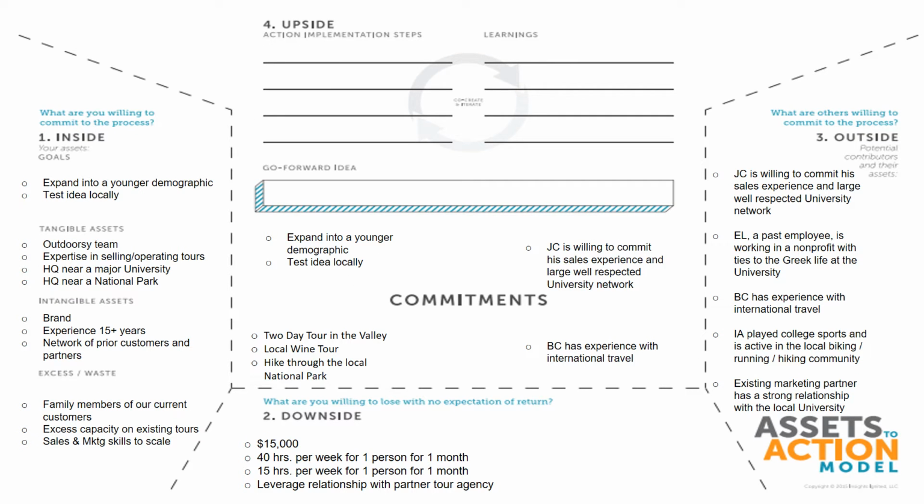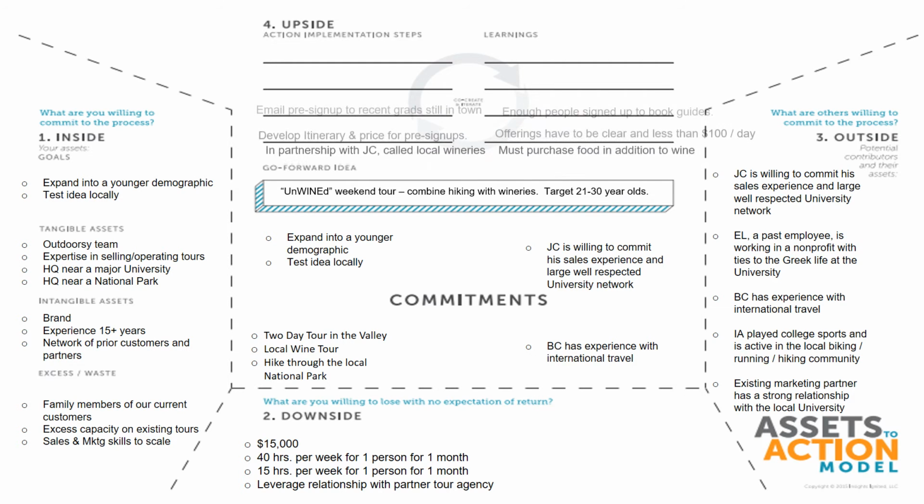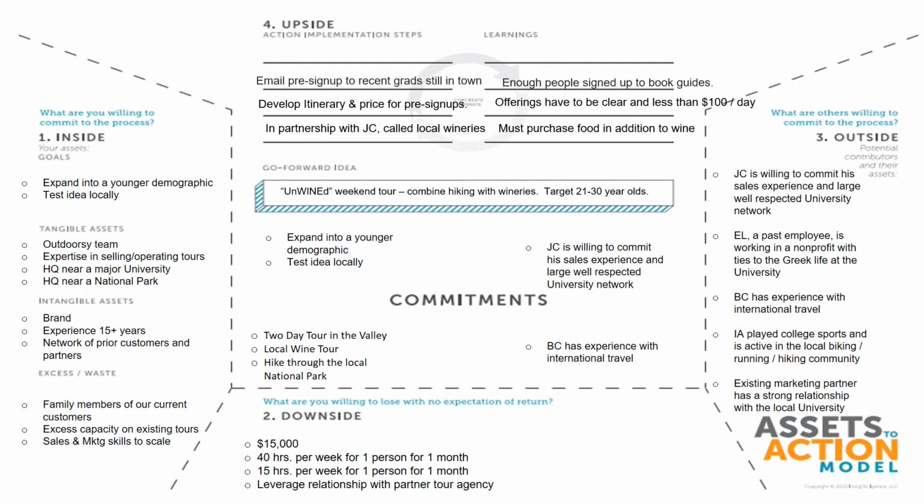Let's look at TJ's example to illustrate number 4, the upside. In this example, TJ's go-forward idea was to create an unwind weekend tour combining hiking trips in the local national parks with trips to local wineries. Now that he has direction, he can identify specific action steps to move the idea forward, starting at the bottom and letting the list move upwards. To the right of each action item is an area for learning. As you complete each step, document your learnings, and these will be pivotal in helping you iterate your idea.